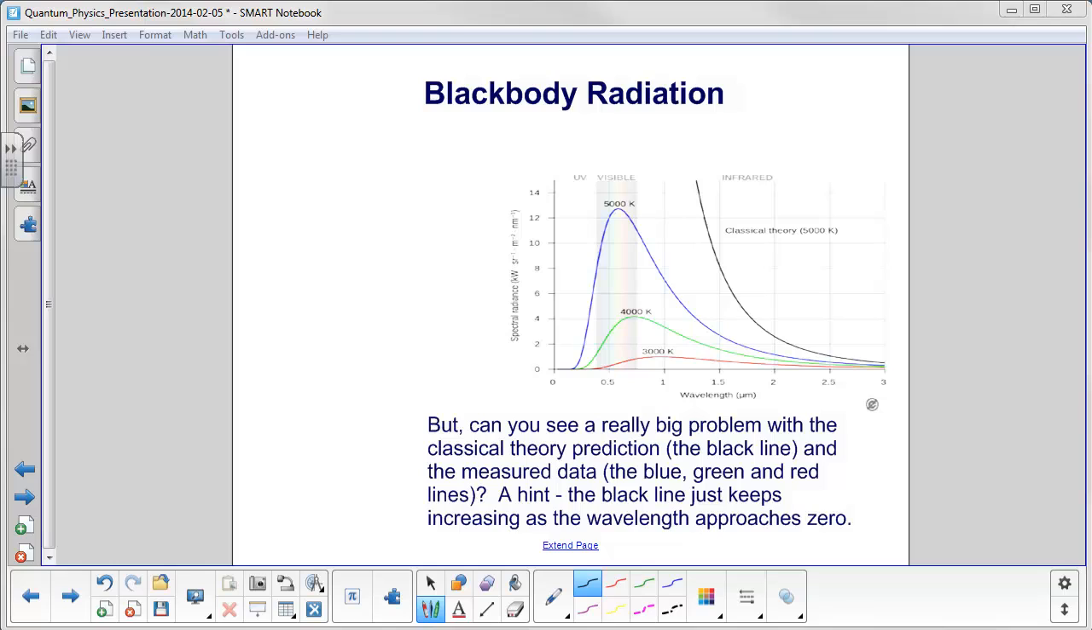However, can you see a really big problem with the classical theory prediction? Again, that's over here, this curve at 5,000 K, and here's the measured data at 5,000 K. And of course, green and red were also measured. This is 3,000 K, this is 4,000 K, but this is the one that would correspond here. So I think I've already given the hint. What's wrong with the theory?